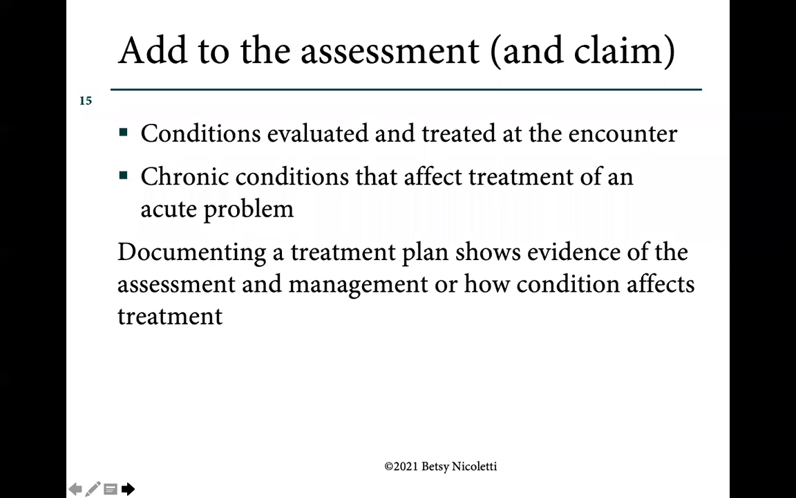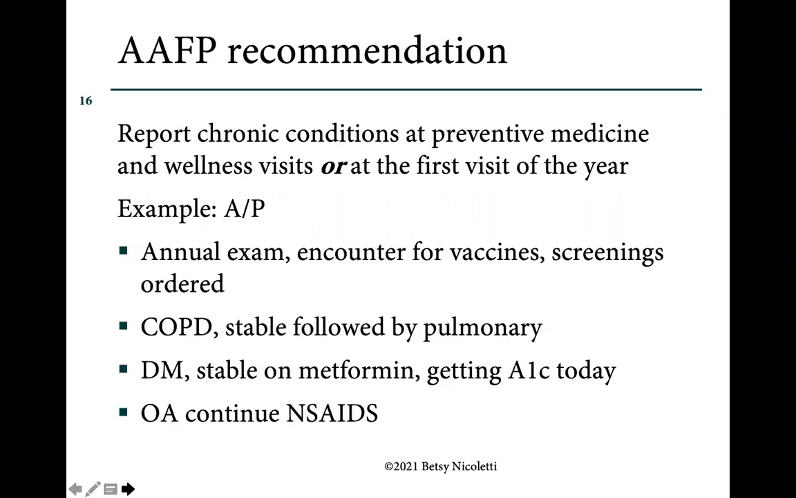Now, we don't have to write War and Peace. It doesn't have to be a long treatment plan. Some of the examples that we see and that we're going to see can be brief, but what we're going to see is that you've evaluated the condition, we have the status of it, and then a treatment plan that goes with it. Now, the American Academy of Family Practice recommends that you report the patient's chronic conditions at a preventive medicine service and wellness visit or at the first visit of the year.